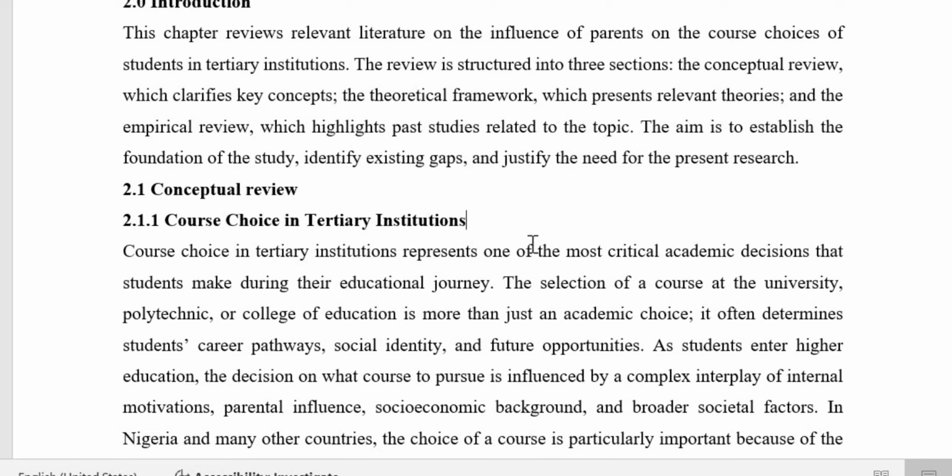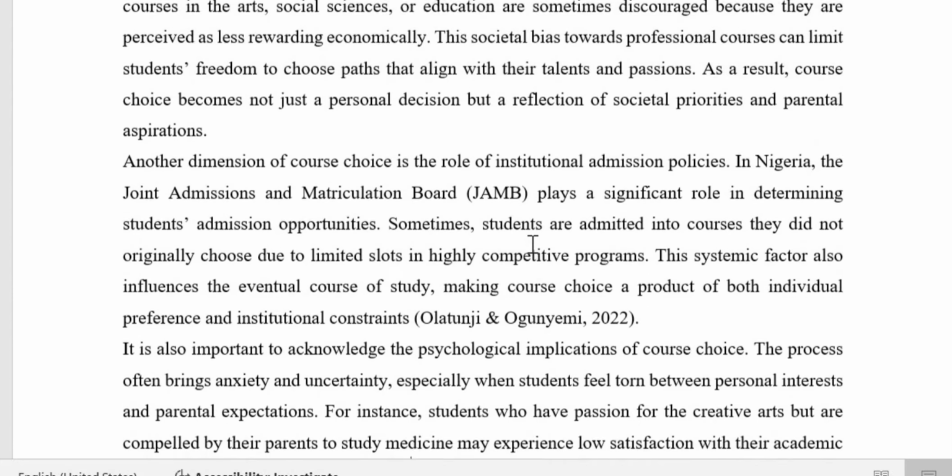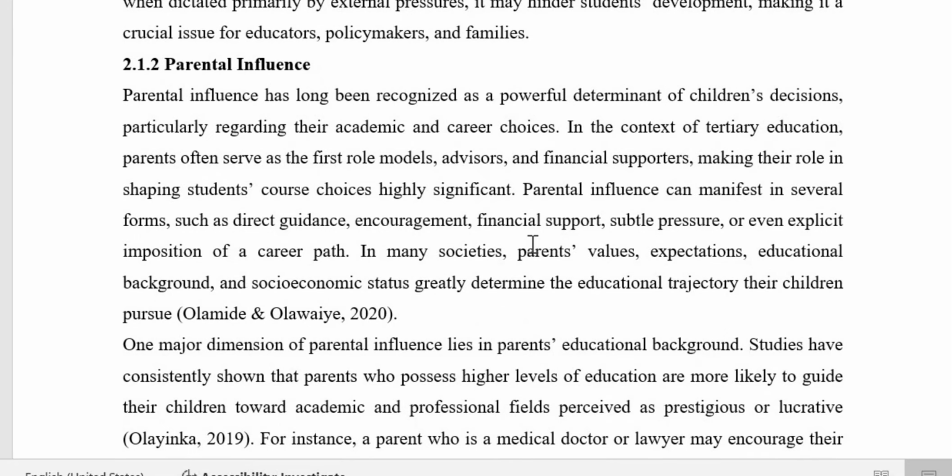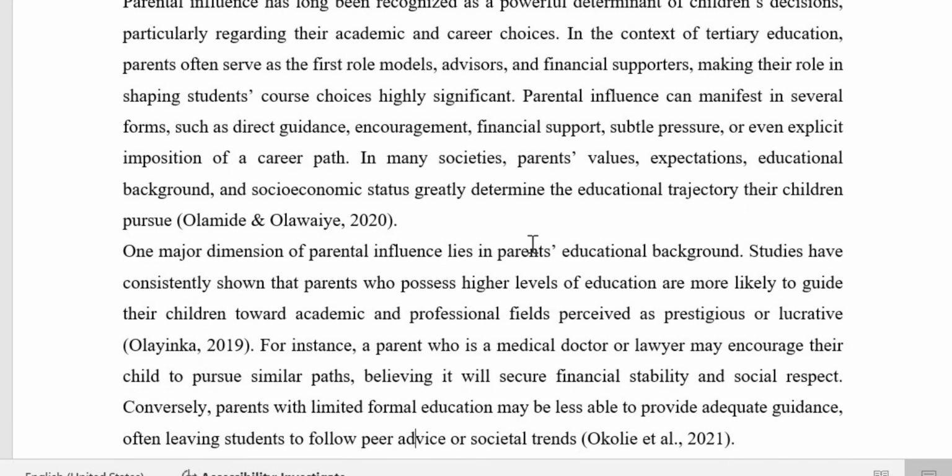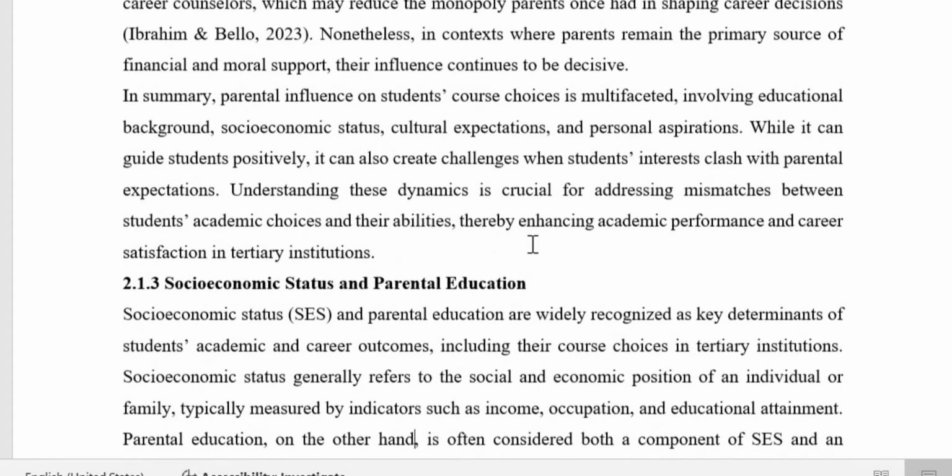Then parent influence is another concept. Parent influence is another concept you need to explain. And there are some factors that can make parents decide which course their child has to do. You need to explain those factors too. The parents' academic background can be a factor that you need to explain under conceptual review. The financial background of the parents can be a factor. The expectation of the parents can be a factor. Oh, I want my child to choose medicine and surgery because the expectation of the parents is high that, okay, if you can study this particular course. So these are the things you need to explain under the conceptual review.